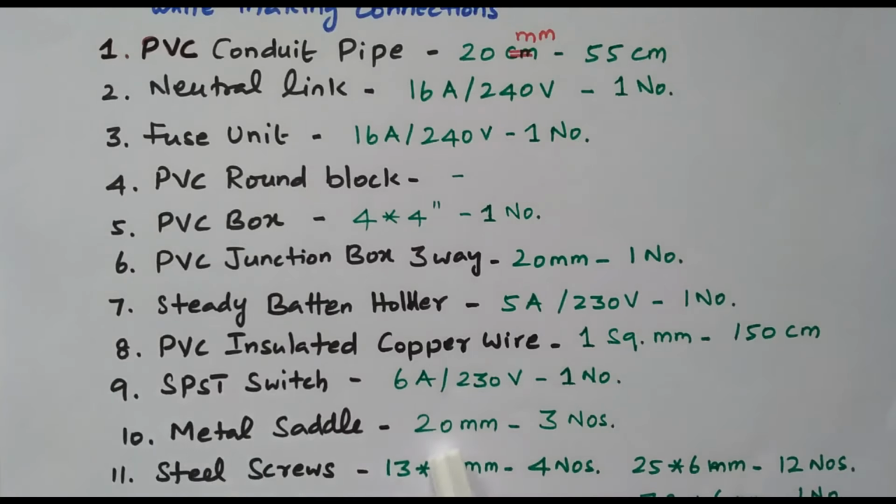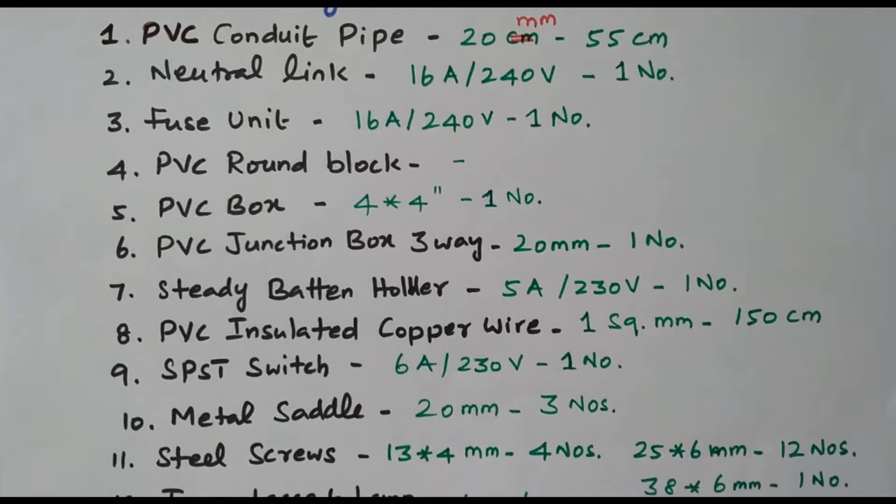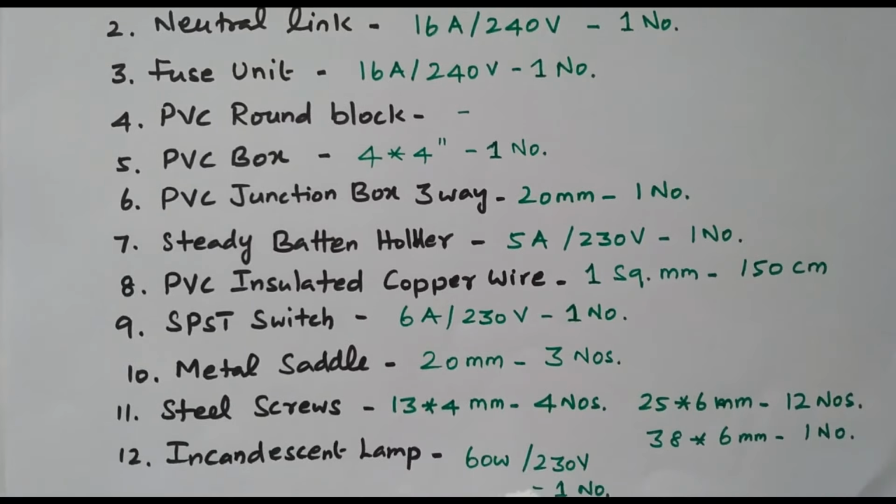Metal saddle, 20 millimeter, 3 numbers are required. Then the screw size, which is required for tightening. The 30 into 4 millimeter, 4 numbers required. 25 into 6 millimeter, 12 numbers required. 38 and 6 millimeter, one number required.